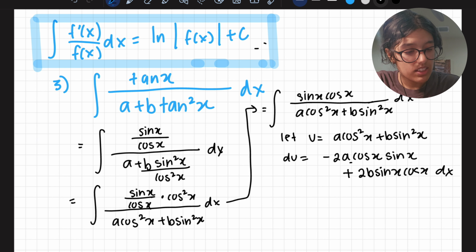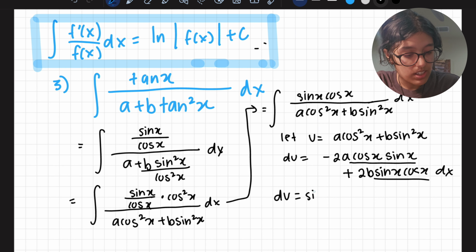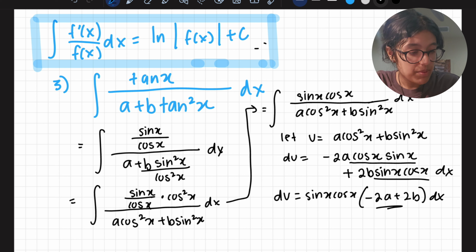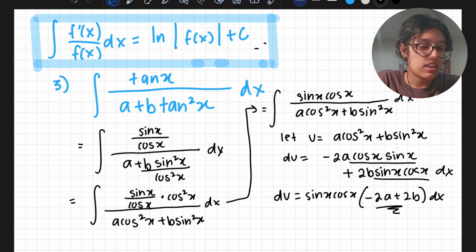I'm going to take this cos x sine x out of both terms. So we have du equals sine x cos x times minus 2a plus 2b dx. I'm not going to take the minus 2 out because minus 2a and 2b are constants. I'm just going to keep them all together so that later on I can take them out of the integral.